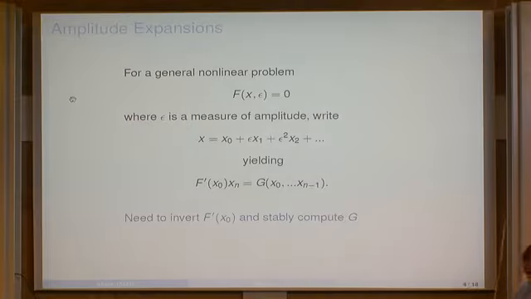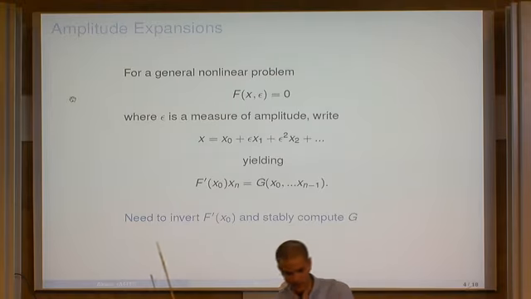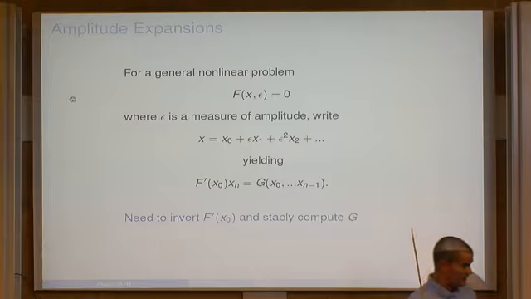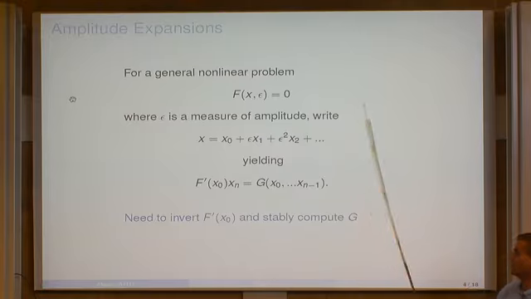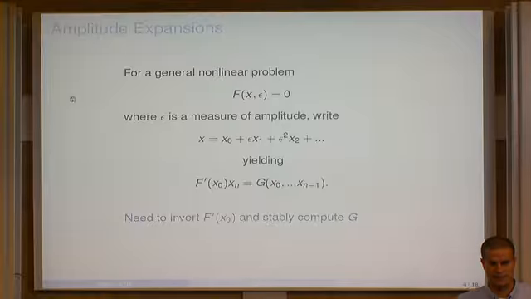So if epsilon is small, then you might try a classic technique that you use when you have a problem with a small parameter, and that's what I call an amplitude expansion. You have some nonlinear problem, so I'm calling f a cartoon for a general nonlinear problem, where x is the unknown I'm trying to find, and epsilon is the measure of amplitude that exists in this problem.